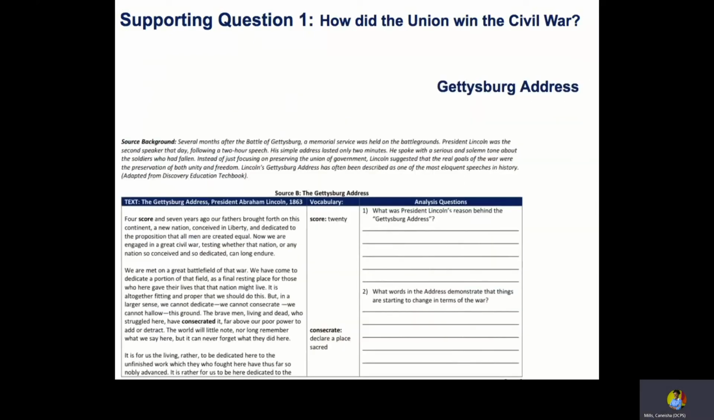Also, in order to answer the supporting question, how did the Union win the Civil War, you will read one of the foundational documents of this time period, Lincoln's Gettysburg Address. During this close reading, you will be asked to analyze some of his words that talked about the events at Gettysburg as well as the path forward.